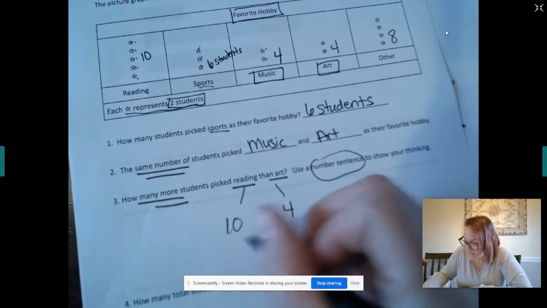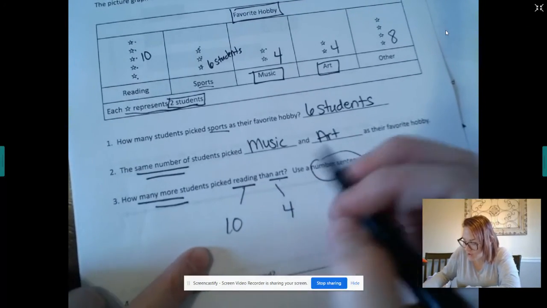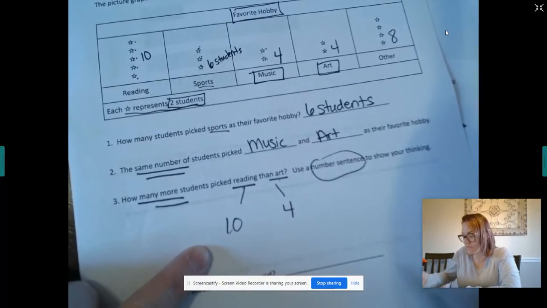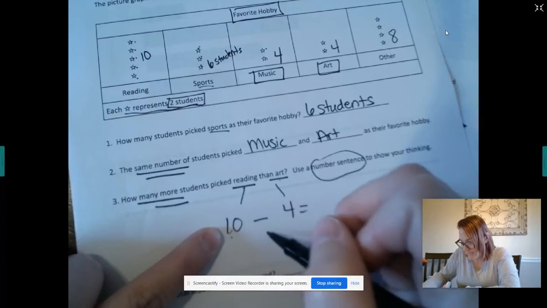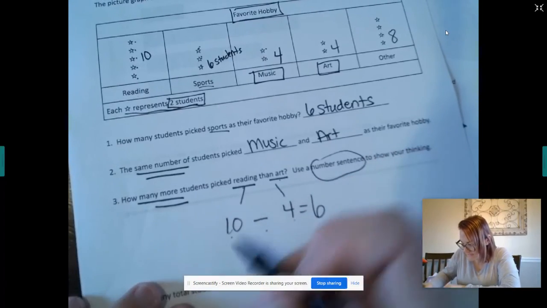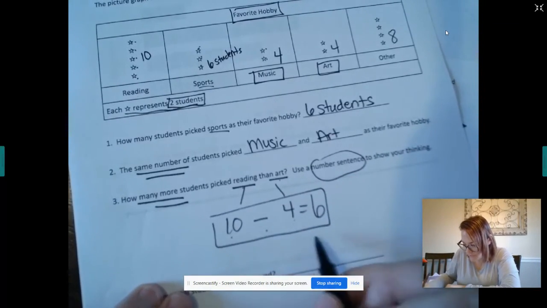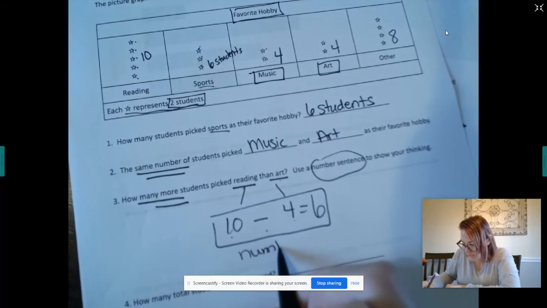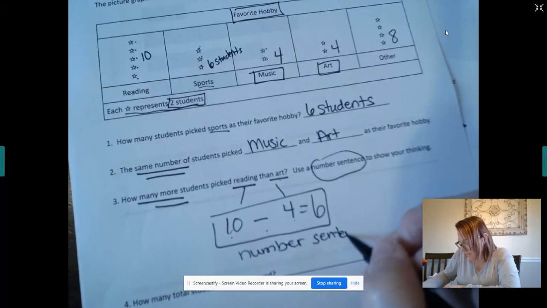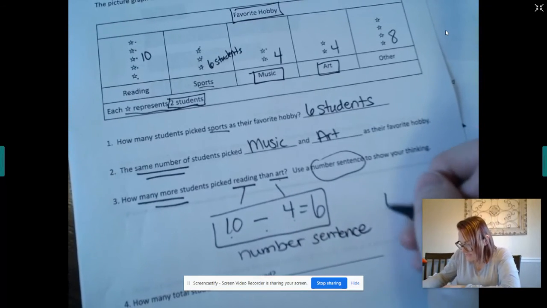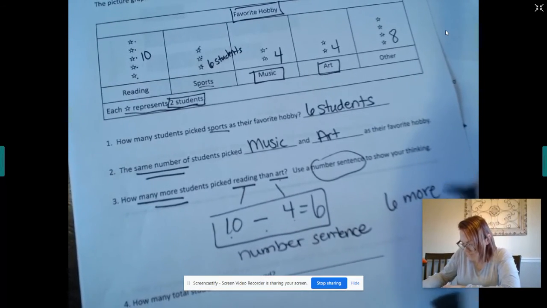So we have 10 and 4, reading, art. How many more? So we're looking for the difference. For the difference, we're going to subtract. 10 minus 4 is 6. This is our number sentence right here. We're showing our work using numbers. So that's our number sentence. And then our answer is 6 more picked reading than art.